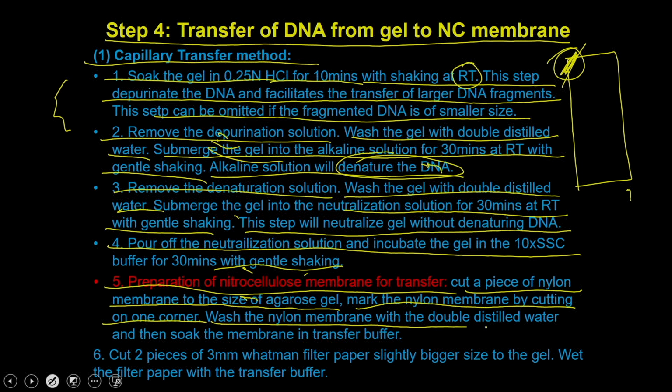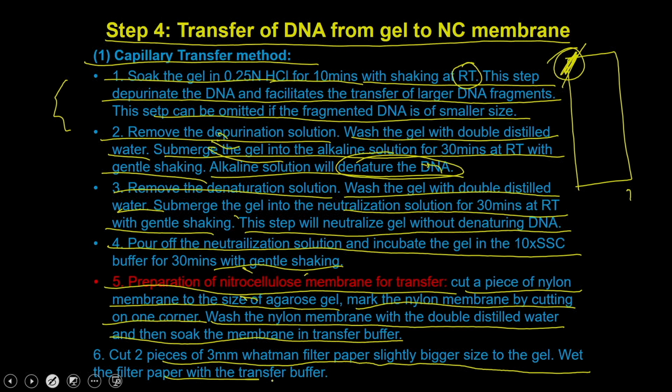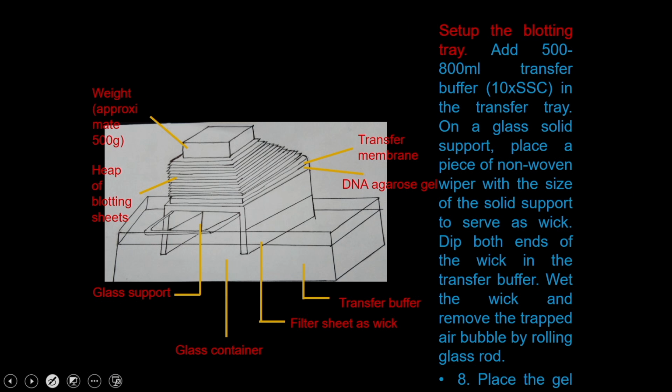Wash the nylon membrane with double distilled water, and then you soak the membrane in transfer buffer. You can cut 2 pieces of 3 mm Whatman filter paper slightly bigger than the gel, and wet the filter paper with the transfer buffer. Now you can just put it into the transfer apparatus.